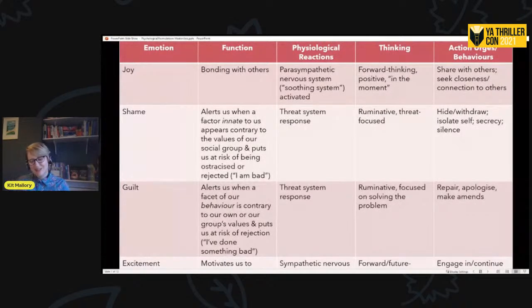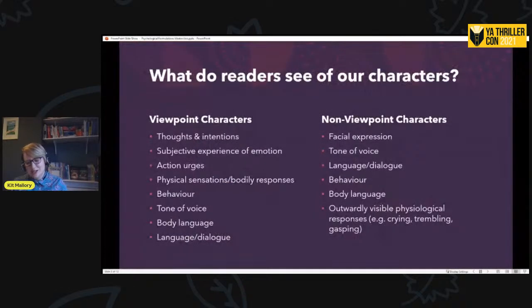We're going to talk a little bit now about character development. So, question to get you started. What do readers see of our characters on the page? Well, that depends on whether they're a viewpoint character, whether we're in their head seeing through their eyes, or whether they're a non-viewpoint character, being observed by the viewpoint character. If they're a non-viewpoint character, what we're seeing is their facial expression, their tone of voice, their language, what they say, how they behave, their body language, and any outwardly visible physiological responses, if they're crying or trembling, things like that.